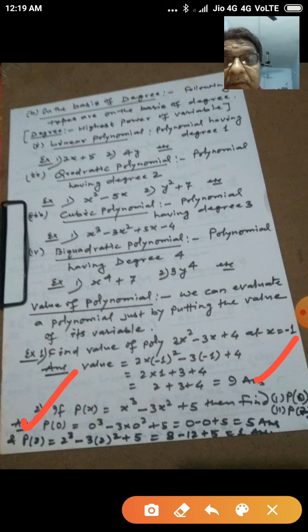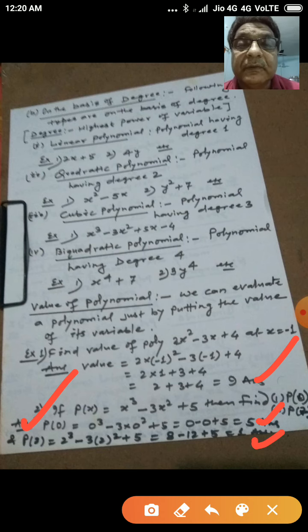So here we will see that p of x is given, and on that basis we have to find p of 0 and p of 2. So we will put in first case in place of x equal to 0, then we have the value here, and similarly by putting x is equal to 2, then we have p of 2 equal to this. So in this way we can evaluate the polynomial.